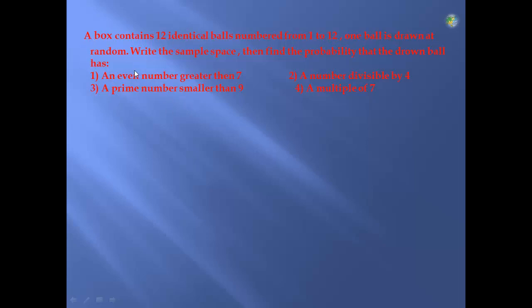What are the even numbers from 1 to 12 that are greater than 7? Number 1: it will be 8, 10 and 12, so 3 over 12. Simplify, it will be 1 over 4. Number 2, a number divisible by 4: 4, 8 and 12, so 3 numbers. 3 over 12 equals 1 over 4.